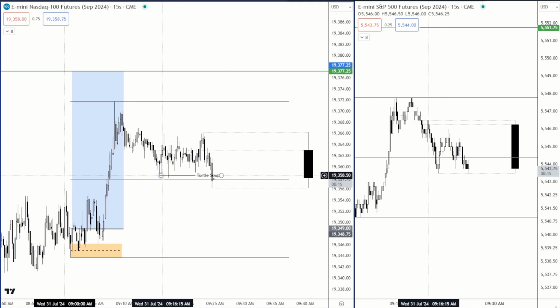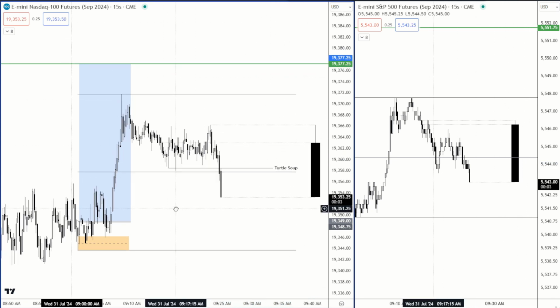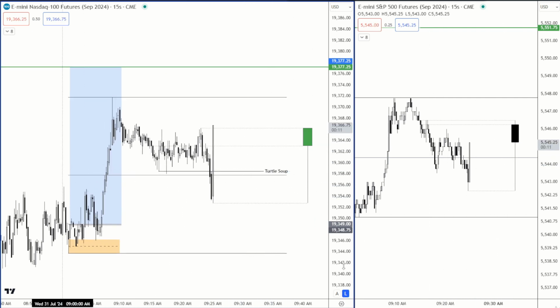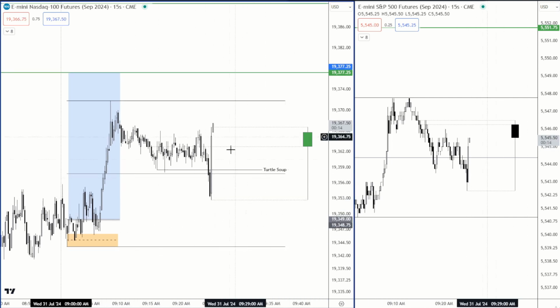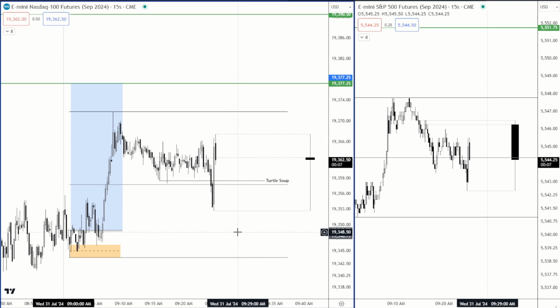Yeah, this is probably soup now. Right, another soup below the soup. Yeah, that should be the soup. Nice little manipulation down. Now I want to see us run through this high. We should not range here if we reject this high like that. That'll make no sense.